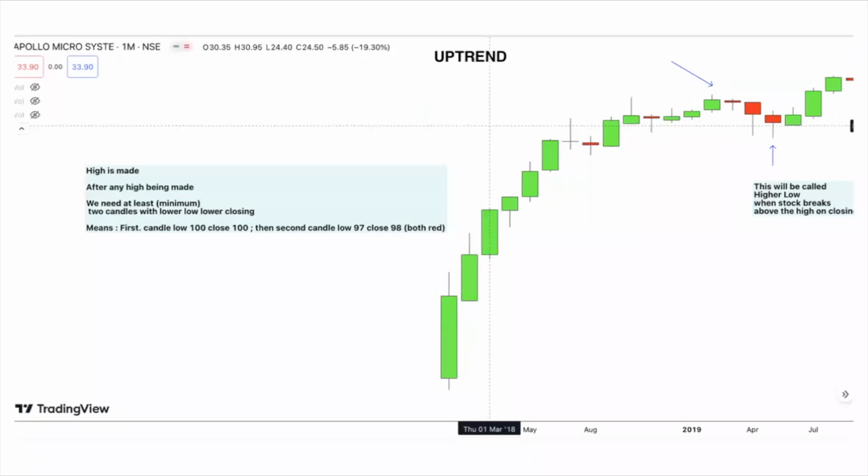Okay, for an uptrend, it is very, very simple: when the stock is going up, we will need at least 2 red candles with lower low, lower closing. ठीक है, तो ये रेड कैंडल का एक लो बन गया, ये रेड कैंडल का जो दूसरा वाला लो बना वो पहली वाली से कम था. So it will be less compared to the first candle, and the closing of the second candle will also be less compared to the first candle.